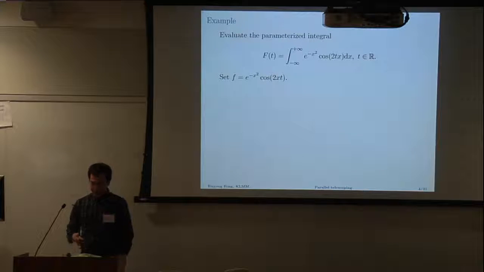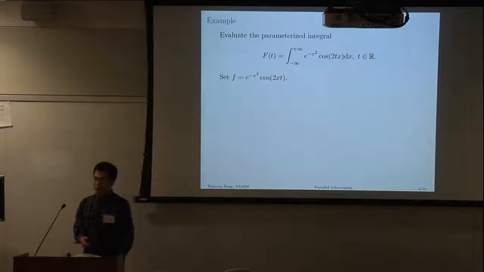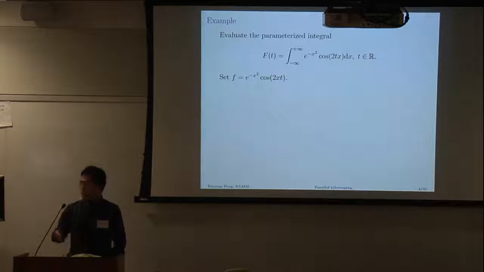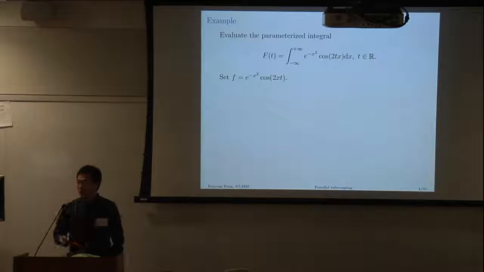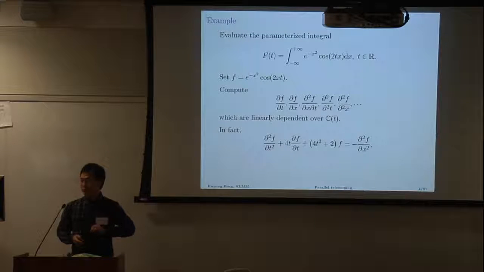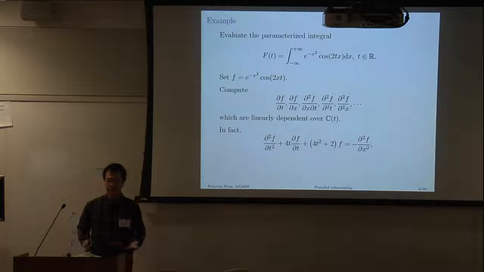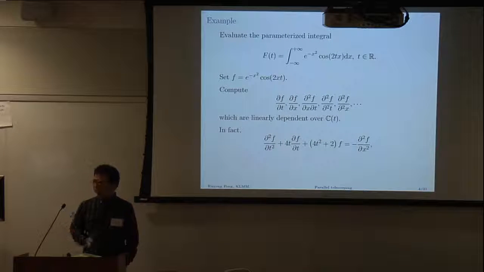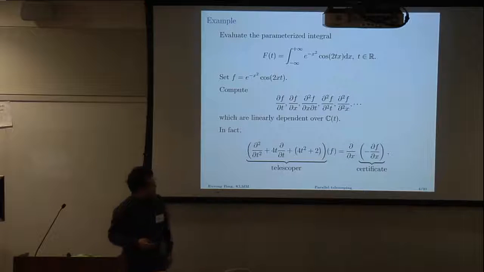Here is an example, and you will see in this example how creative telescoping is applied to this parameterized integral. We want to evaluate this integral where t is a parameter. And we set f, small f, to be this function, and we compute all derivatives of this function with respect to t and x, which are linearly dependent over the field of rational functions in t. These derivatives are linearly dependent because this function is D-finite, which we will define later. In fact, we have these linear relations for f, and this means that this operator is a telescoper for f, and that function is a certificate for f.